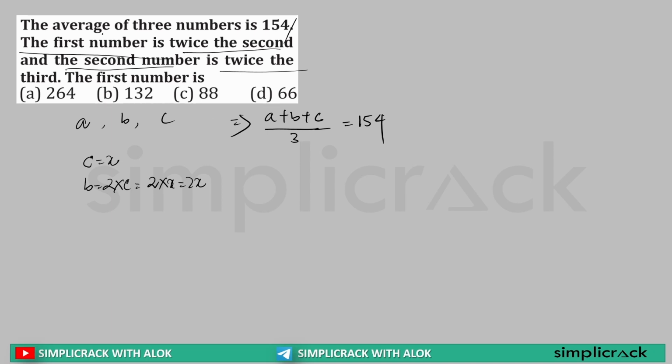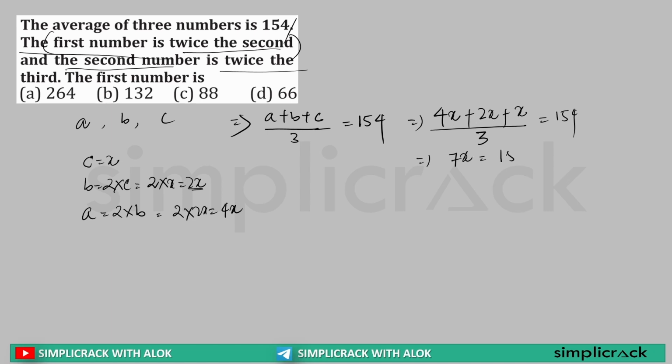Clear? Now it is said the first number is twice the second. So A is equal to 2 into B. B is 2x. So A is 2 into 2x, that is equal to 4x. Yes or no? Yes. Now understand this. Here it is given A plus B plus C by 3 is equal to 154. In place of A, I can write 4x, plus in place of B, I can write 2x, and in place of C, I can write x, divided by 3 is equal to 154. Yes or no? Now 4x plus 2x, 6x, plus x is equal to 7x, is equal to 154 multiplied by 3. Now x will be what? 154 multiplied by 3 divided by 7.